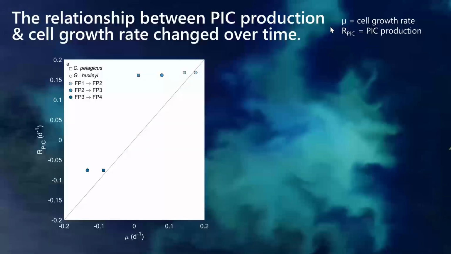The growth rate then starts to decrease, but we still have high production of calcite, and then towards the end of the bloom, we have this growth rate and cell PIC production going closer back to the 1-to-1, but there is a difference between the species.